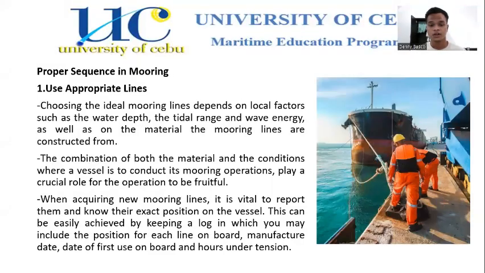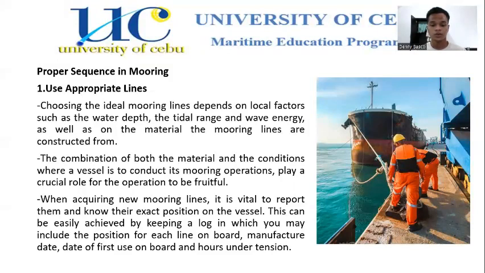So here is the proper sequence in mooring. So number one, use appropriate lines. So choosing the ideal mooring lines depends on local factors such as the water depth, the tidal range, and wave energy, as well as on the material the mooring lines are constructed from. So the combination of both the material and the conditions where a vessel is to conduct its mooring operation plays a crucial role for the operation to be fruitful.